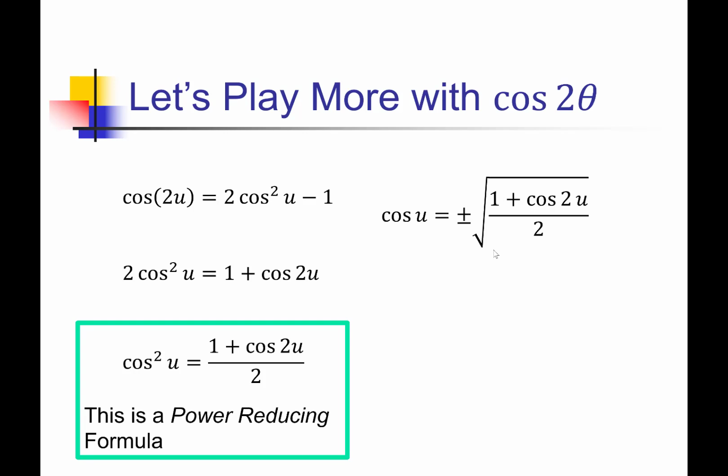Using the square root property again, I get cosine of u equals plus or minus the square root of the quantity 1 plus cosine 2u over 2. And now by rethinking the variable, I can change it to cosine of half of an angle is plus or minus the square root of 1 plus cosine of the original angle over 2.